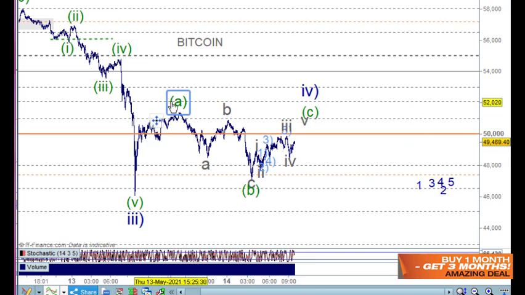So this is my thinking of wave A here, and then an A and a B and a C for wave B, and then we're looking at wave C here.